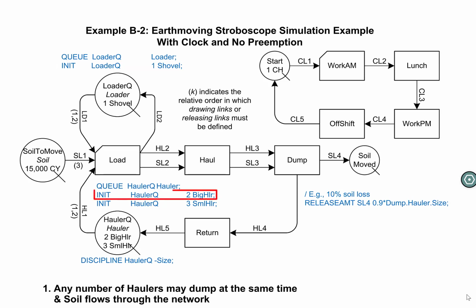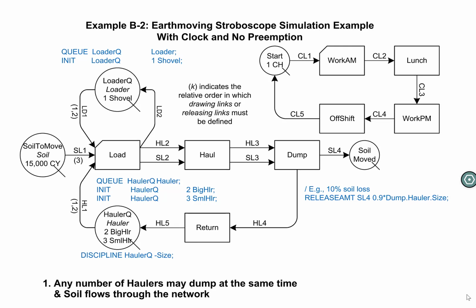Notice that in all init statements, we have to specify the name of the queue followed by a number followed by the subtype that we want to create and insert into the queue. The only other resource involved in this network is the generic type soil, which is used to initialize the soil to move queue with 15,000 cubic yards of soil.